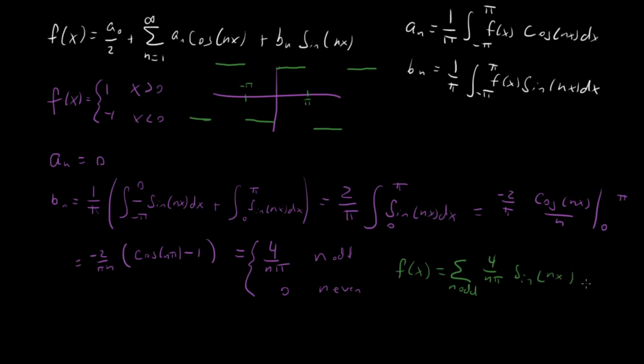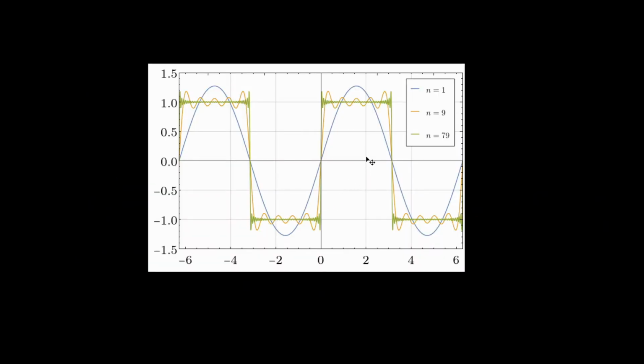A good thing to always do whenever you do any Fourier series problem like this is to actually plot your function and make sure your results make sense. So I've already done that on the next page. What am I plotting here? I'm plotting partial sums of the Fourier series. Here I'm plotting all the terms, here just the first term, here all of the terms up to n equals 9, then all of the terms up until n equals 79.